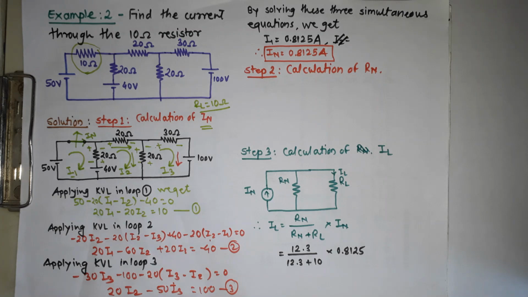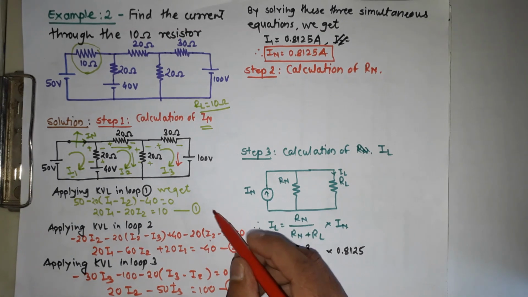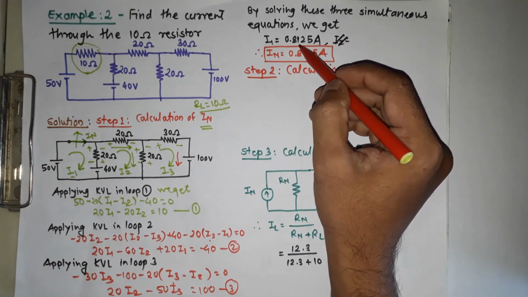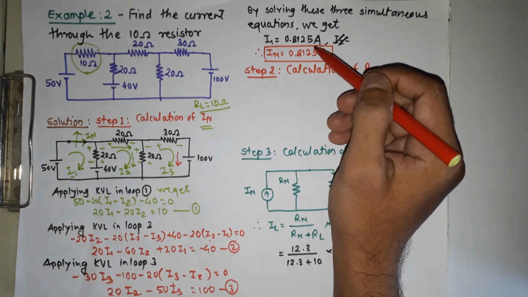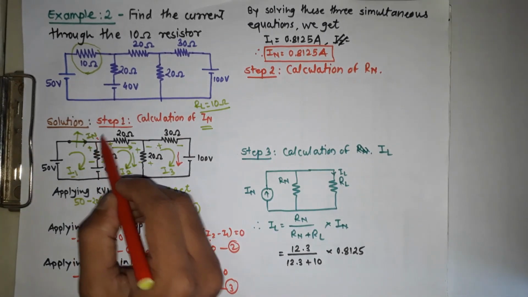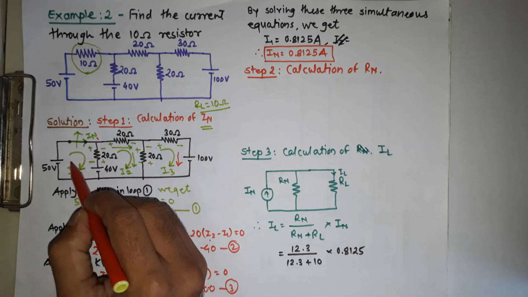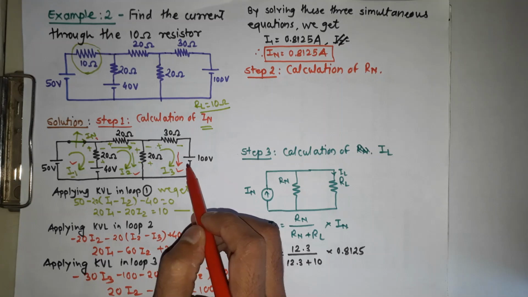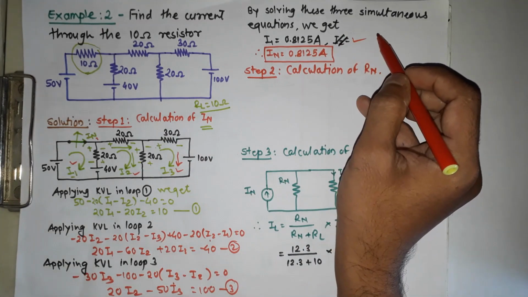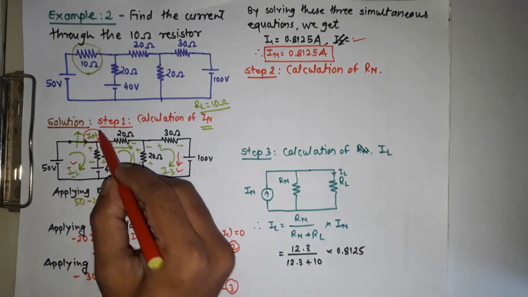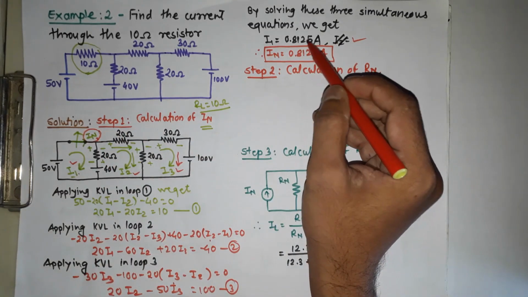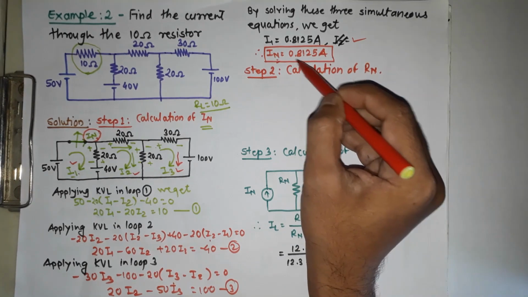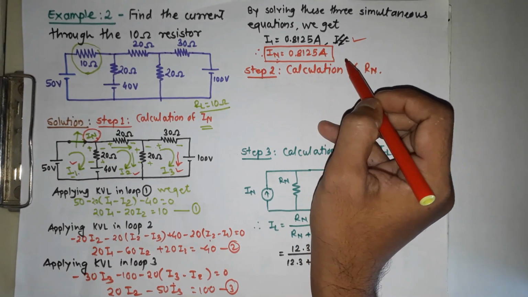So by solving these three simultaneous equations, first, second and third, we get I1 is equal to 0.8125 ampere. See here, we have to find the IN. So this IN is nothing but I1. So we don't need to find the I2 and I3. We are only considering the I1, and that I1 is nothing but IN. So we found I1 is 0.8125 ampere, so it is nothing but the IN. So IN is 0.8125 ampere.